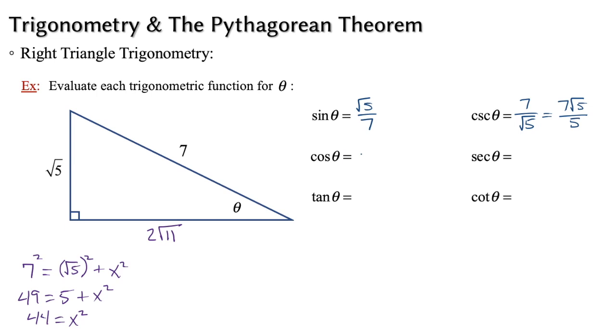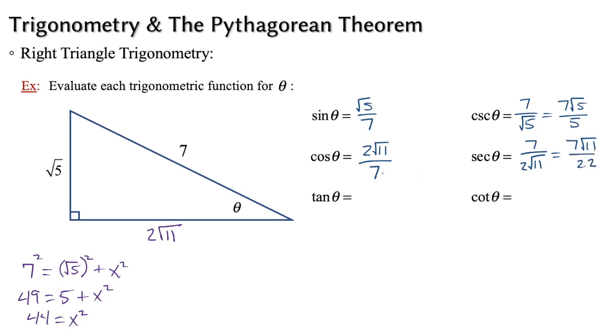Now for cosine, we want to do the adjacent side over the hypotenuse. So in this case, the adjacent side of the angle is 2 radical 11, and we'll divide that by the hypotenuse 7. And again, if we go ahead and flip that over, and we take 7 divided by 2 times the square root of 11, we still want to rationalize that denominator to get 7 square root of 11 over 22.